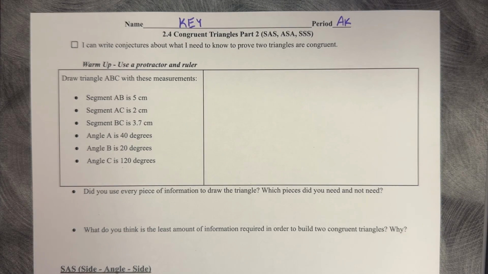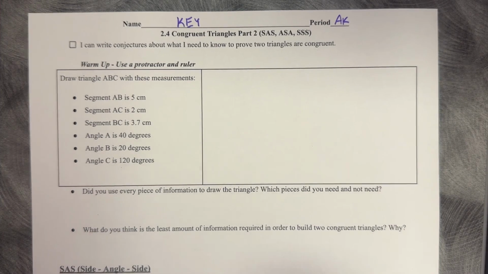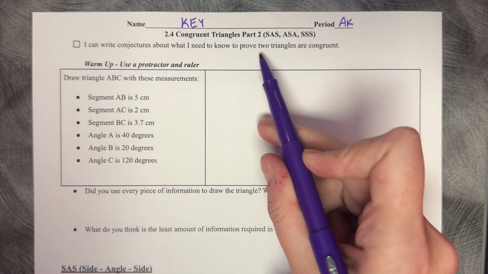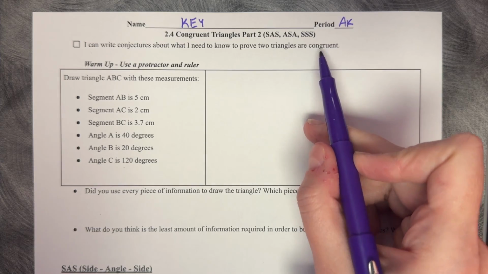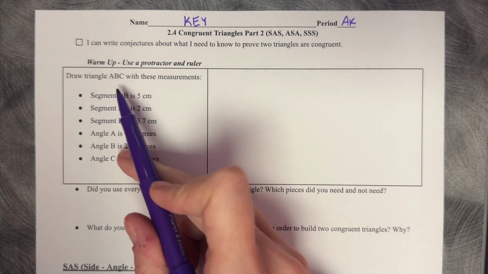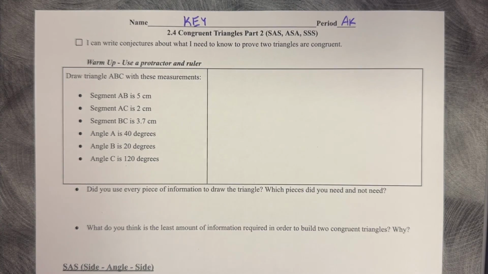2.4 Congruent Triangles Part 2, SAS, ASA, SSS. Today we're going to be able to write conjectures about what we need to know in order to prove that two triangles are congruent. With a warm-up, it says use a protractor and a ruler. Draw triangle ABC with these measurements.